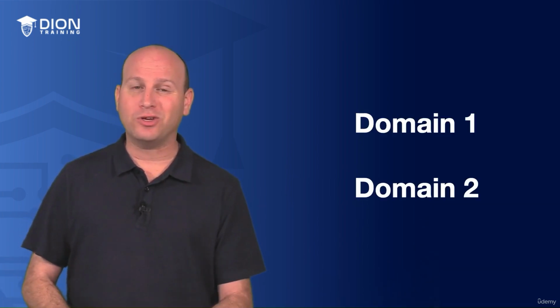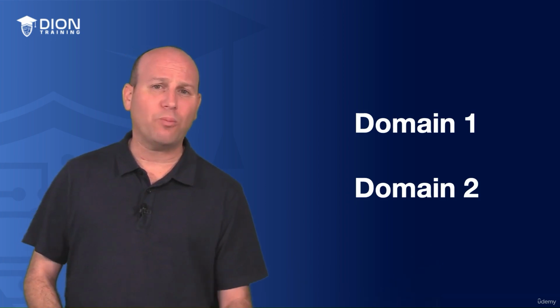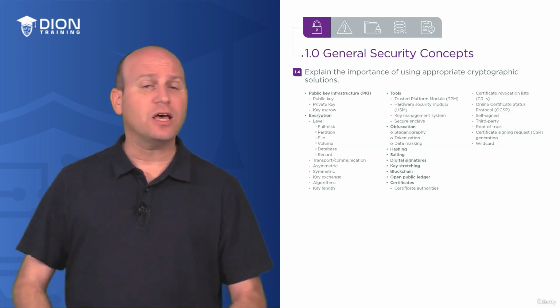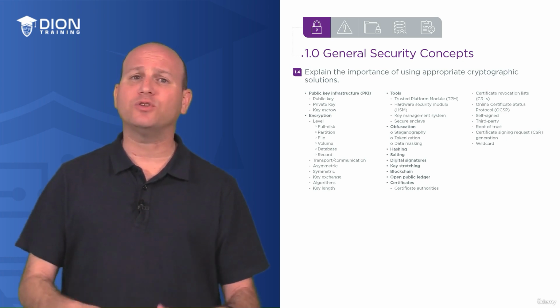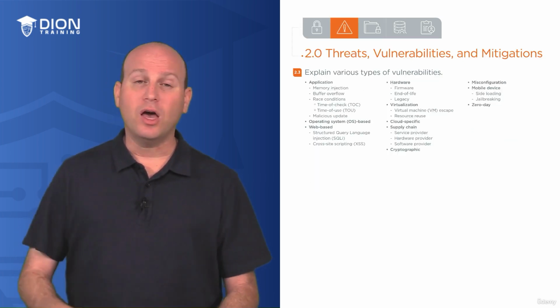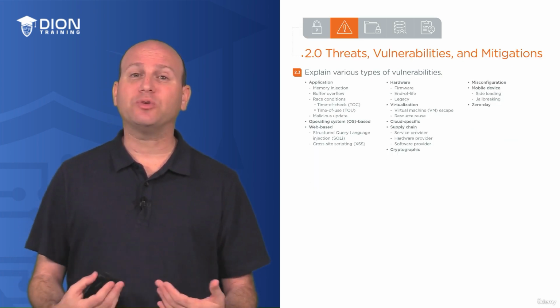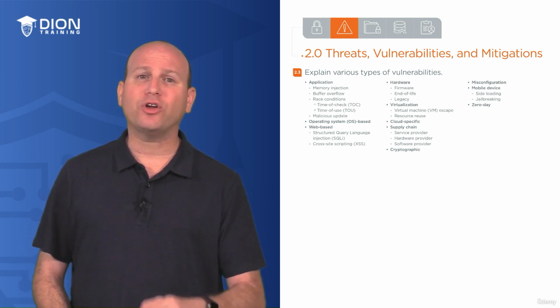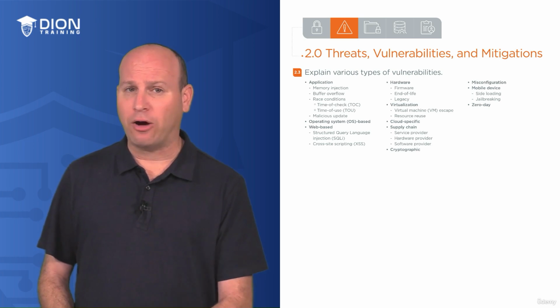All right, now that we covered all that, let's talk about what we're going to talk about in this section of the course, where we're going to be focused on Domain 1 and Domain 2, and specifically looking at Objectives 1.4, 2.3, and 2.4. Now, Objective 1.4 states that you must be able to explain the importance of using appropriate cryptographic solutions. Objective 2.3 states that you must be able to explain various types of vulnerabilities, specifically those types of different attacks that are trying to overcome our cryptographic systems or algorithms.